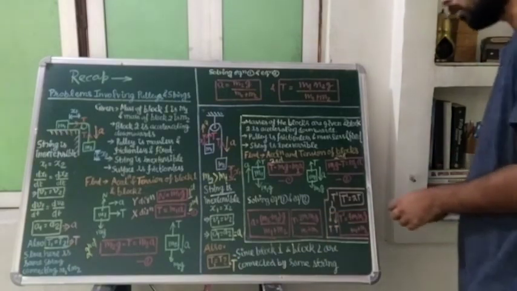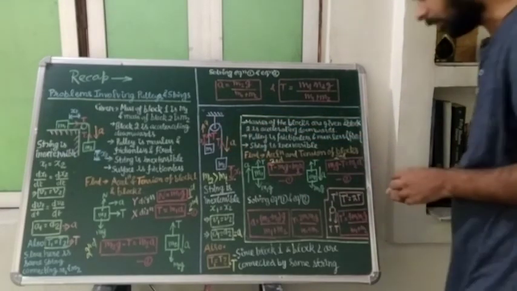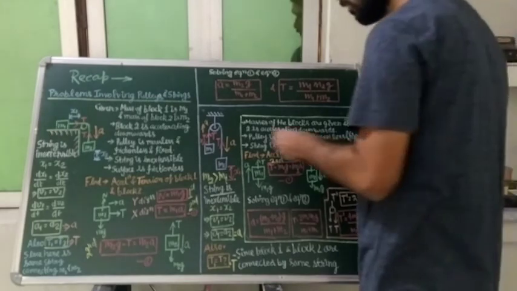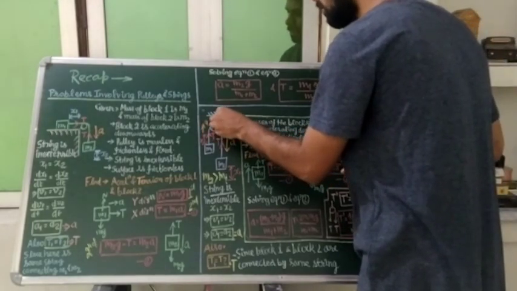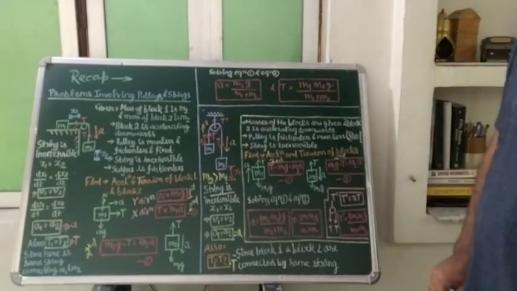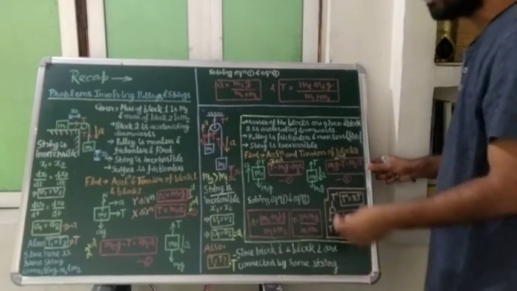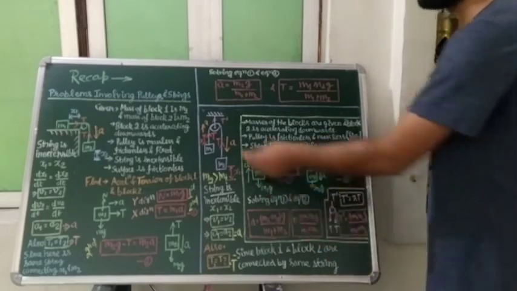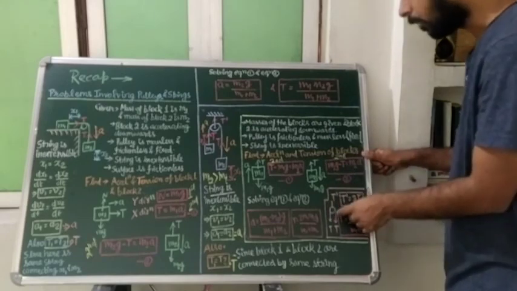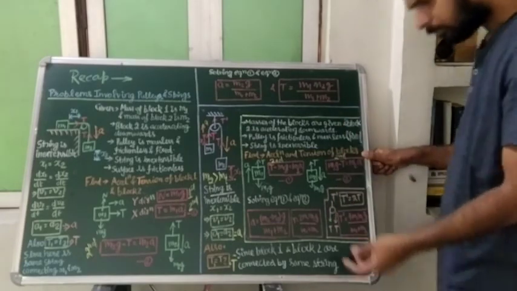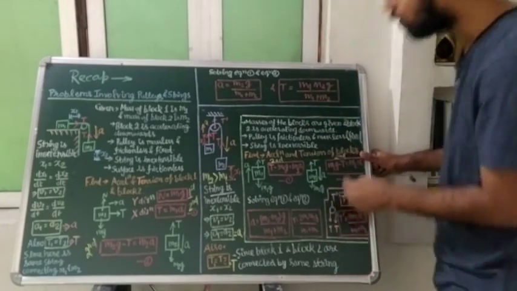Now for the pulley, our object of interest, we want to know T prime. What will be the tension in this other string? The body of interest will become this pulley, and when we draw the free body diagram of this pulley, by action and reaction, the tension will be in the downward direction.